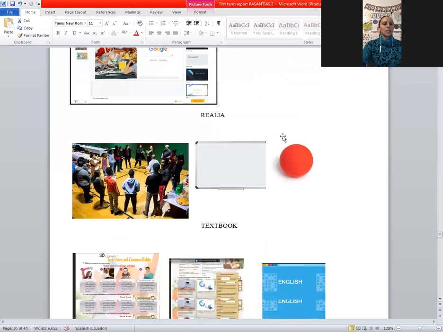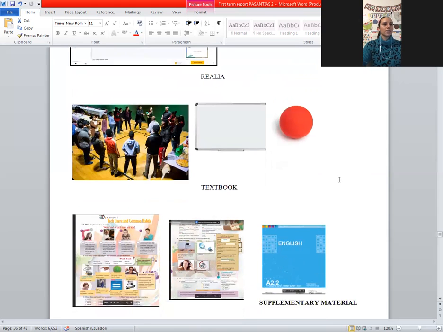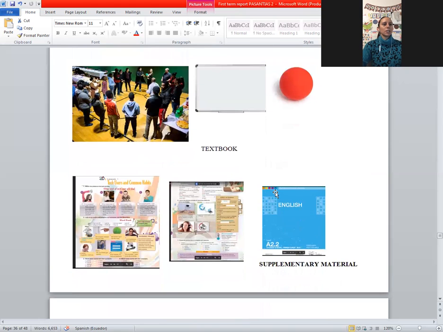We have realia, which is, we have the whiteboard, we have the ball that we're going to use as a warm-up activity, playing hot potato. And then of course, we're going to use the textbook as a supplementary material. We have the textbook and some of the activities that are proposed in the textbook. So that would be all for lesson number 3. Thank you.